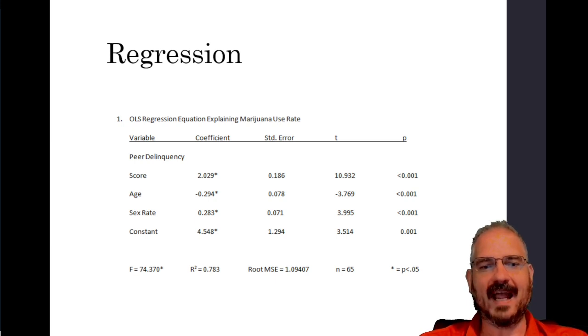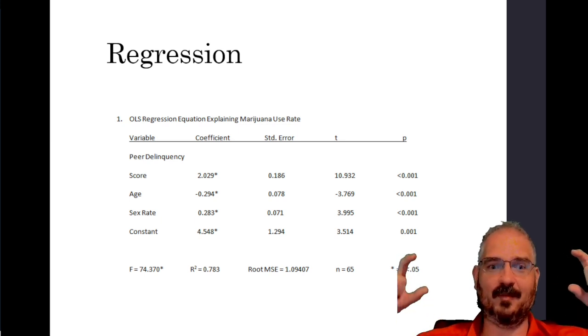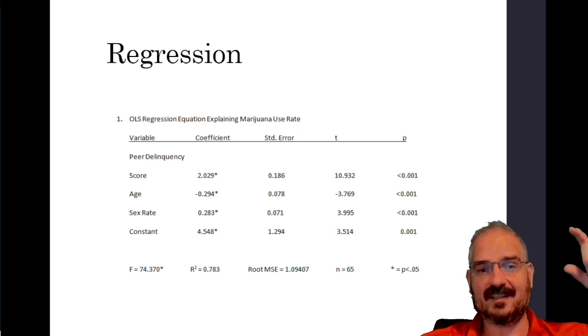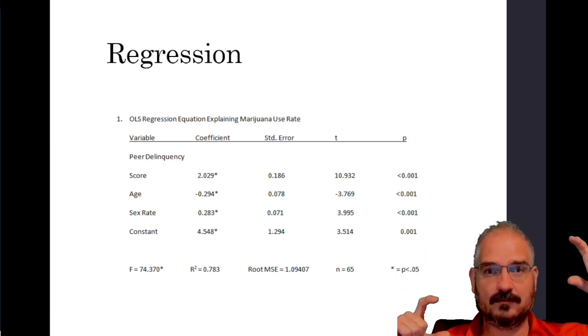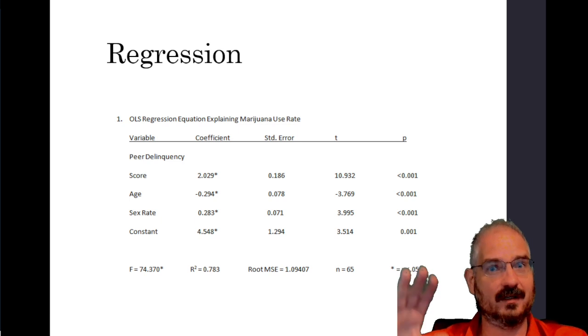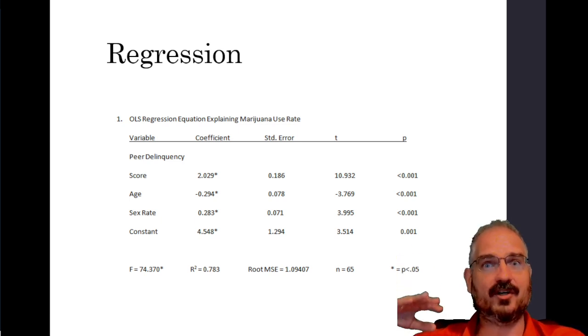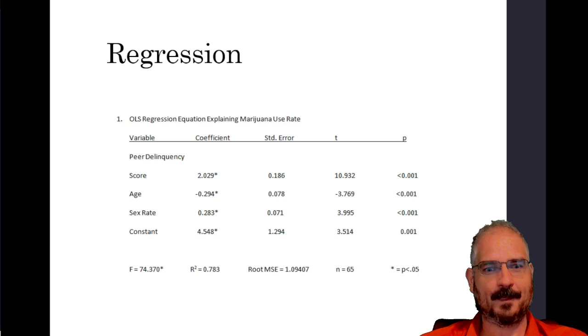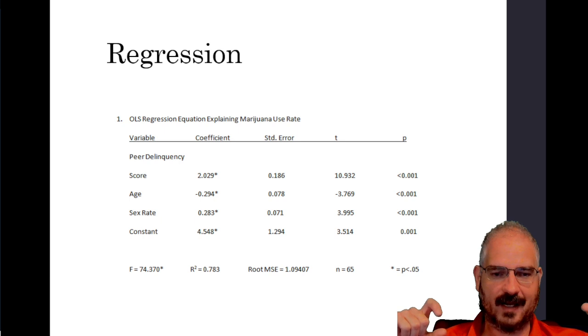So, as you can see, the peer delinquency score and the gender variables are positive. So as that independent variable increases, the dependent variable increases. But the age variable is negative, meaning as age increases, marijuana use goes down within this sample, within this analysis. We're not necessarily talking about wider generalizability concerns here. We're focusing merely on this sample. But in this sample, as age increased, marijuana use decreased. And same thing with gender.